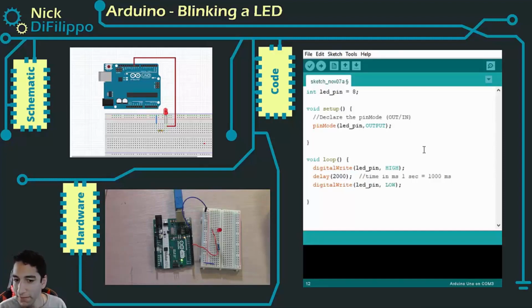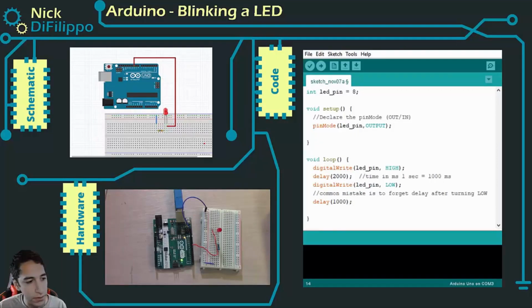Now when I turn it off, a pretty common mistake is to forget this delay after turning it low. So I then need another delay, and I'll delay for one second. So I'm going to turn it high. It's going to delay for 2 seconds, so it's going to be on for 2 seconds. I'm going to turn it low. It's going to stay low for 1 second before it goes back to high, and then it's just going to repeat.